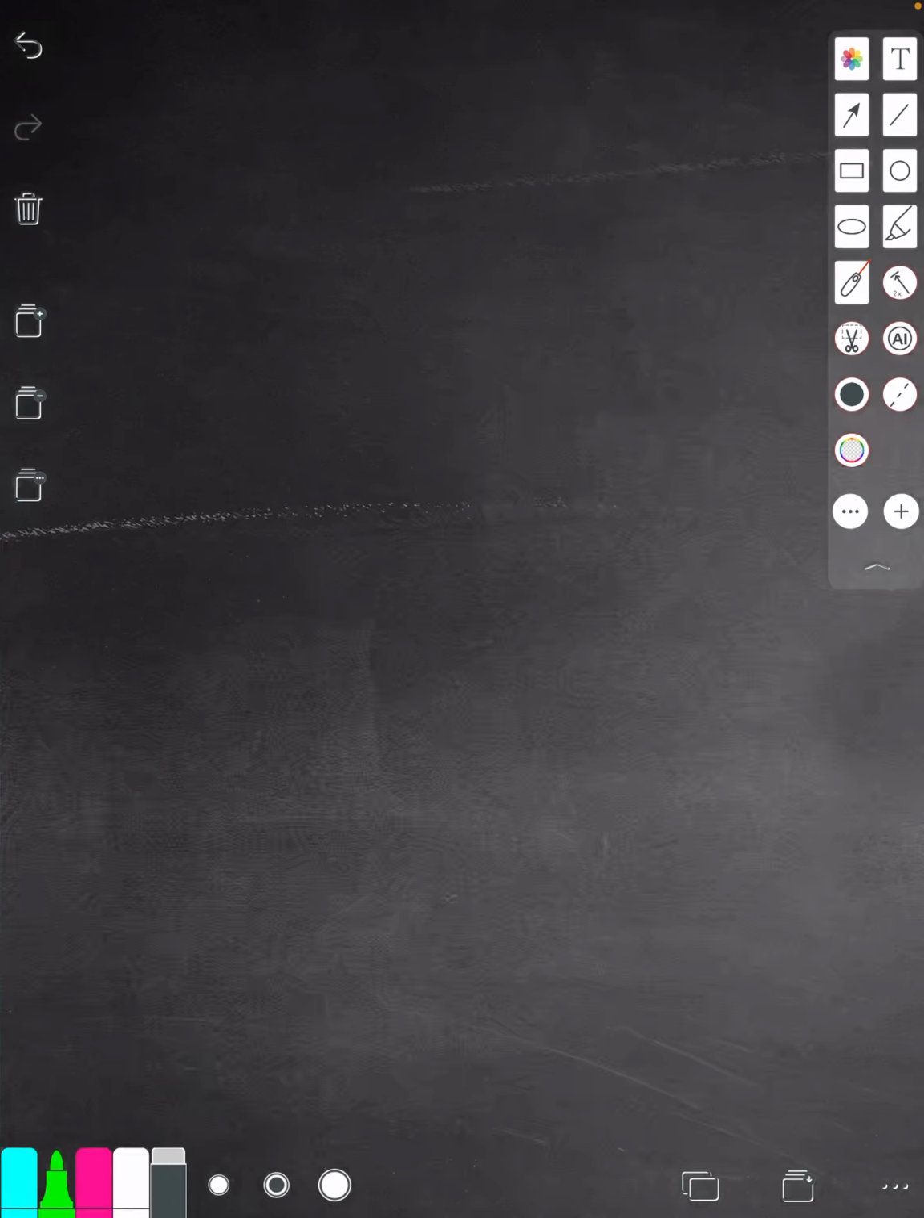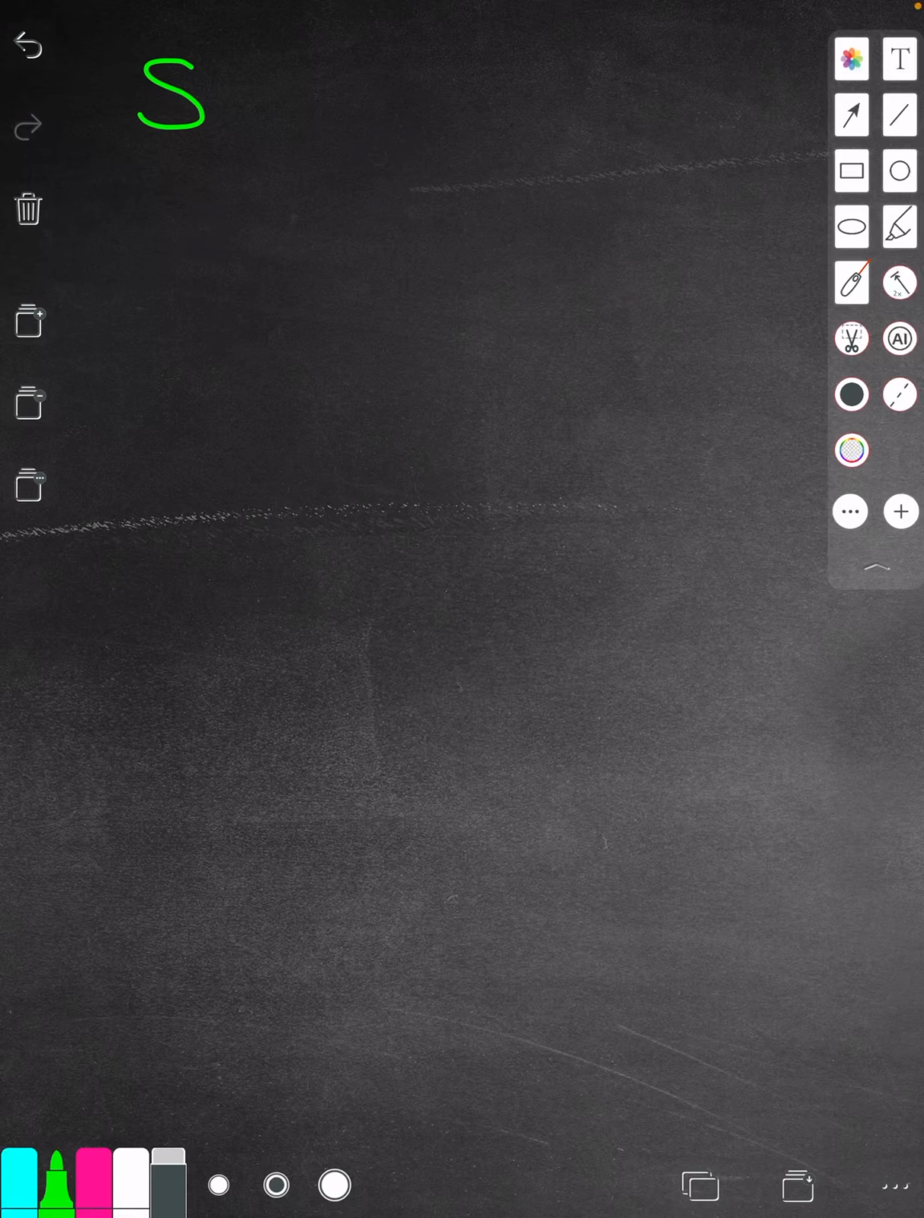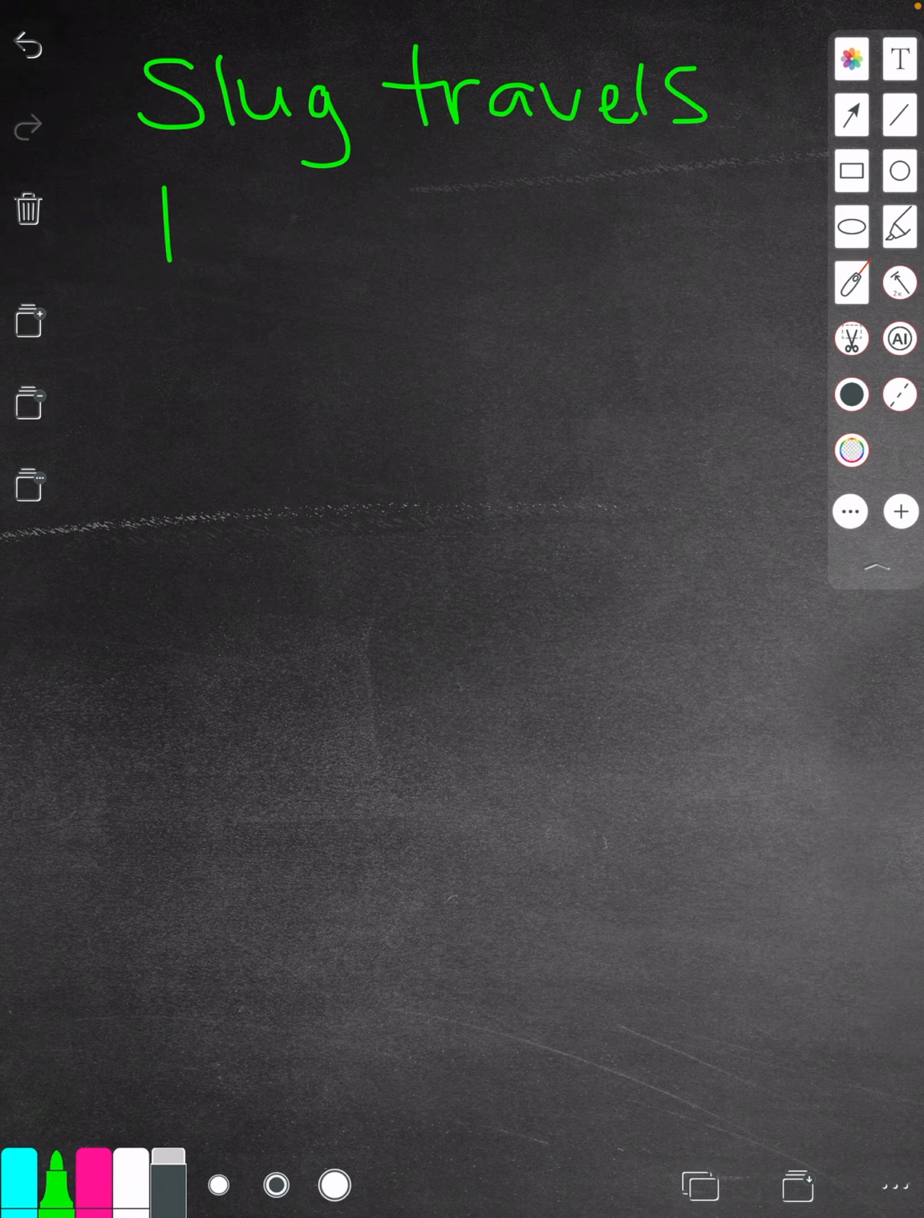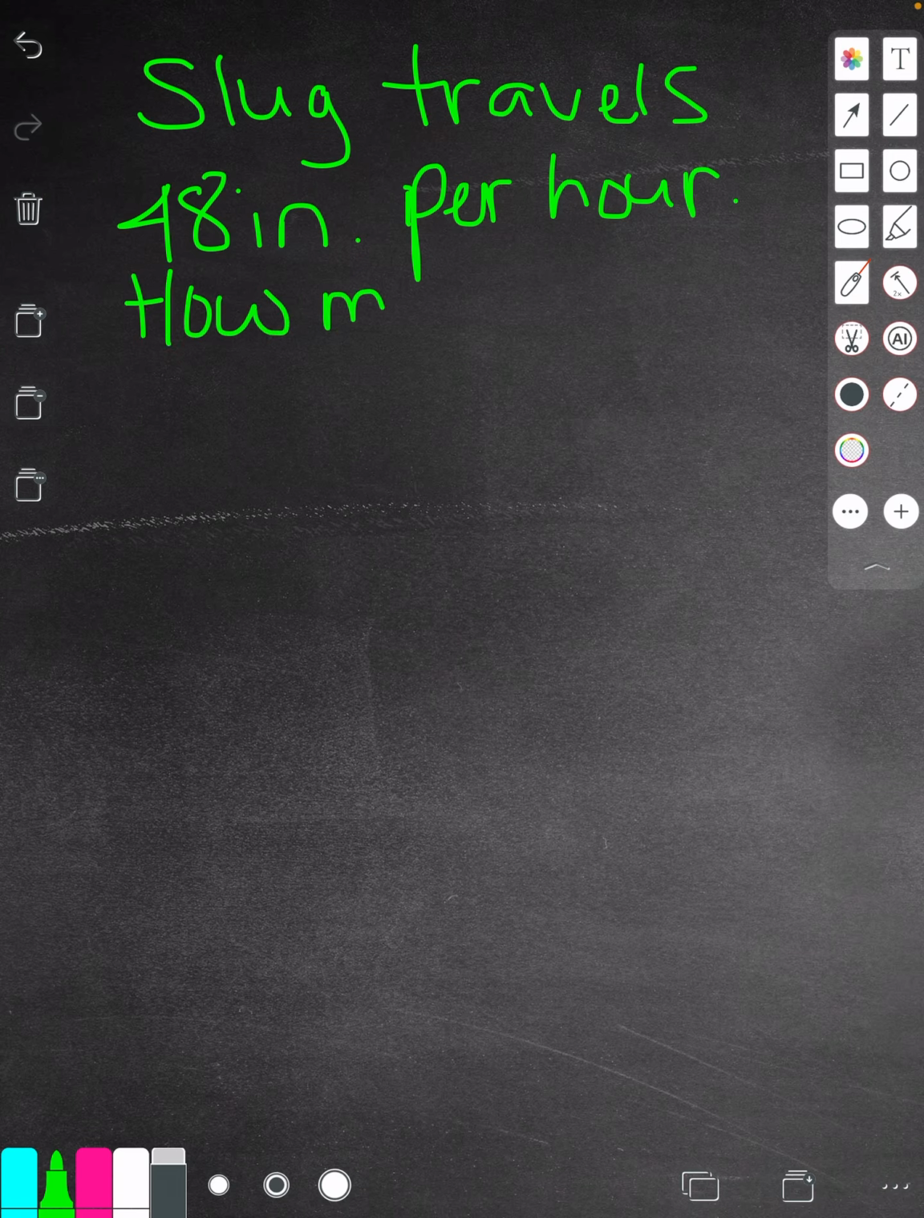Let's do another simple one, and then I'm going to give you a harder one that's from the book. So a slug, this time, travels 48 inches, let's say, per hour. How many feet per hour did he travel?